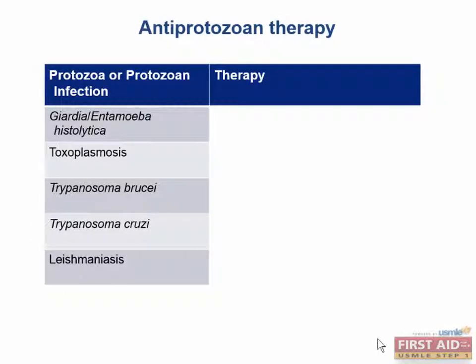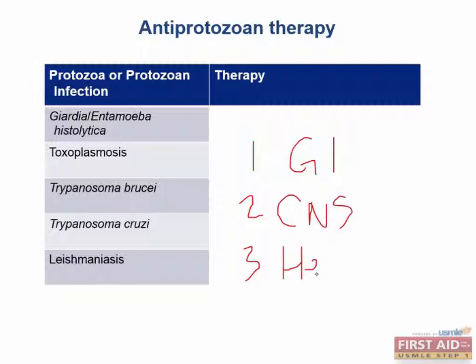Now we are going to briefly talk about the antiprotozoal drugs. These drugs are pretty low yield for board exams, so I'm not going to spend too much time reviewing them here. If you think back to your parasitology lectures, protozoa can be classified into causing disease in one of three areas. 1, the GI tract. 2, they can cause disease in the central nervous system. And 3, they can cause hematologic disease as well.